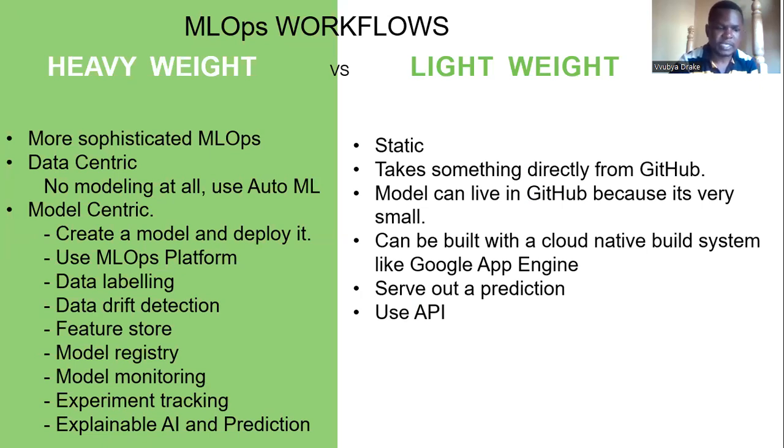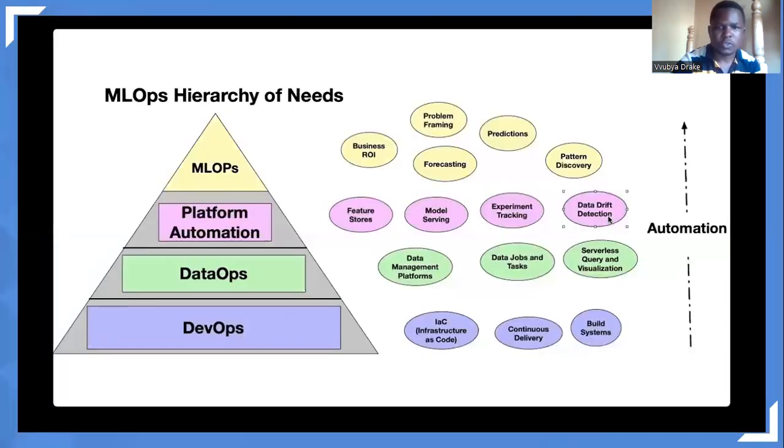Then with lightweight, this is static and simple. It is small, so you can take something from GitHub, or it can live on GitHub because it is very small. Then you could use a cloud native build system like Google App Engine, then serve output, then use an API.